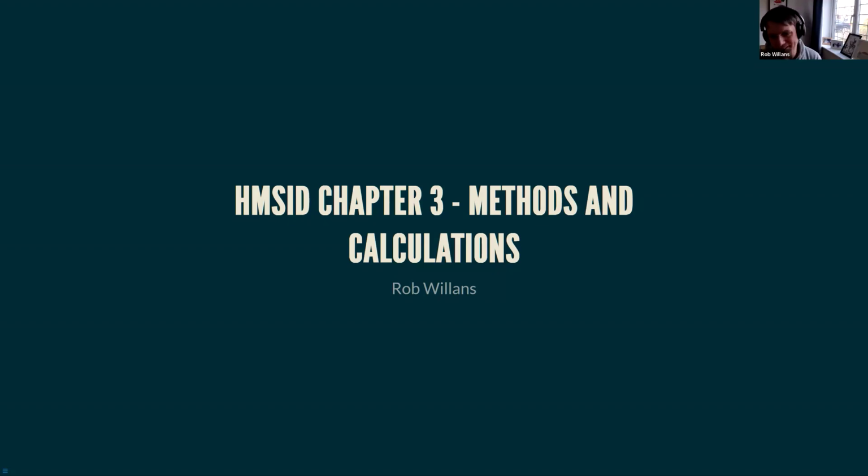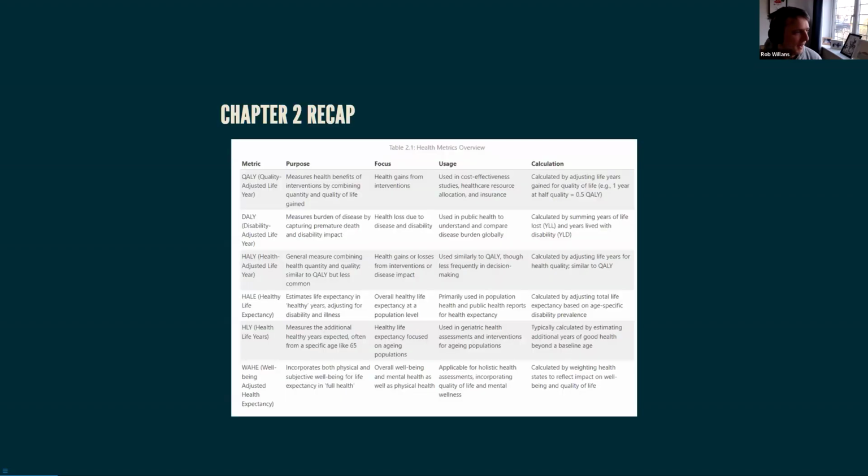So this week we're going to look at chapter 3, methods and calculations. Last week, just briefly recapping chapter 2, because it flows nicely into this week's discussion and topic. Last week we looked at metrics that quantify the burden of a disease. In particular, we considered the makeup of the DALY, or disability adjusted life year, which is the sum of years of life lost and years lived with disability, YLL and YLD respectively.